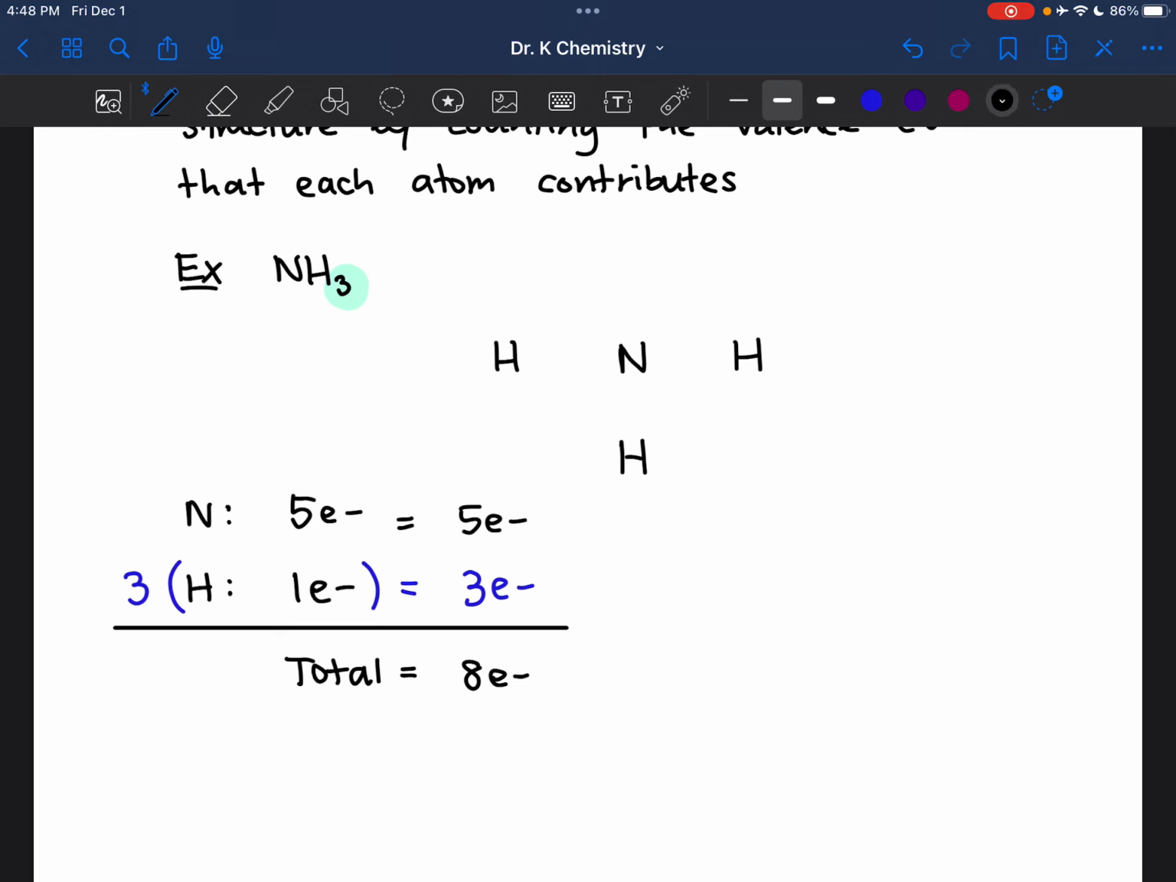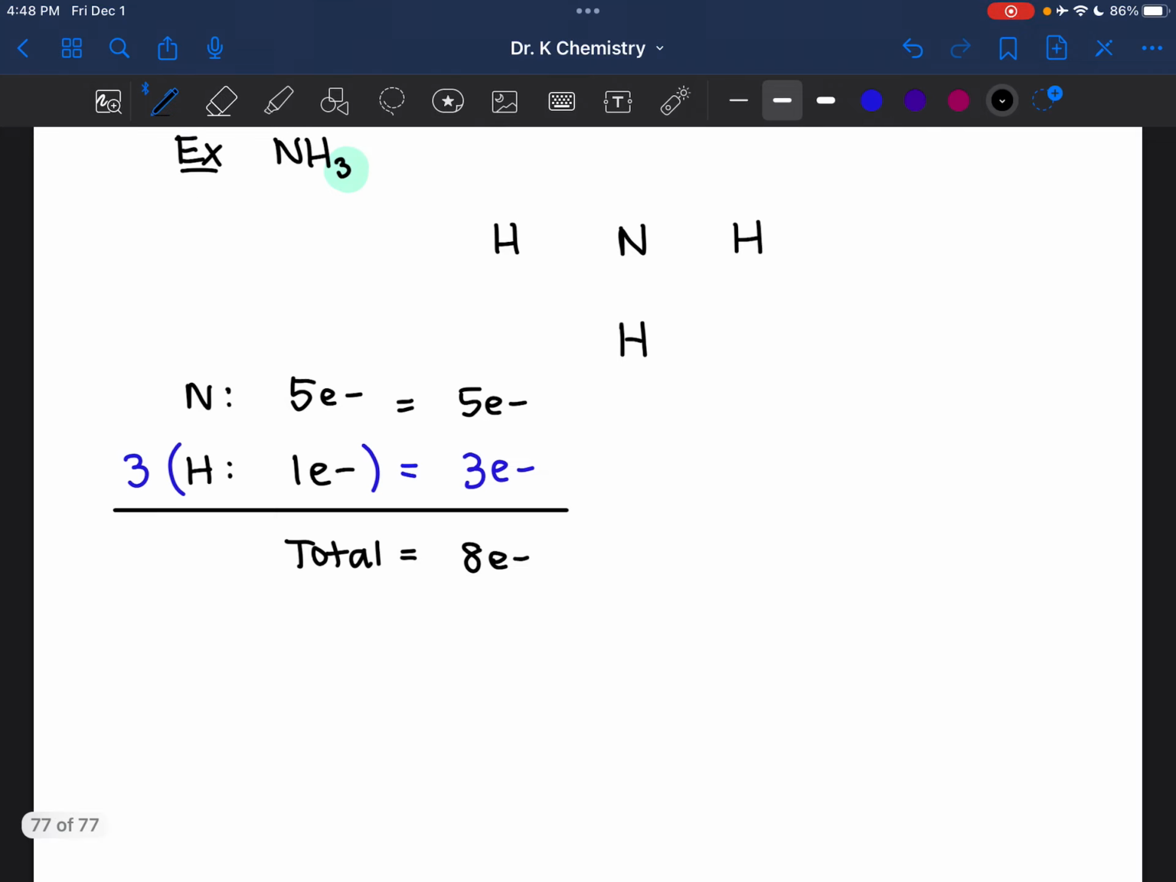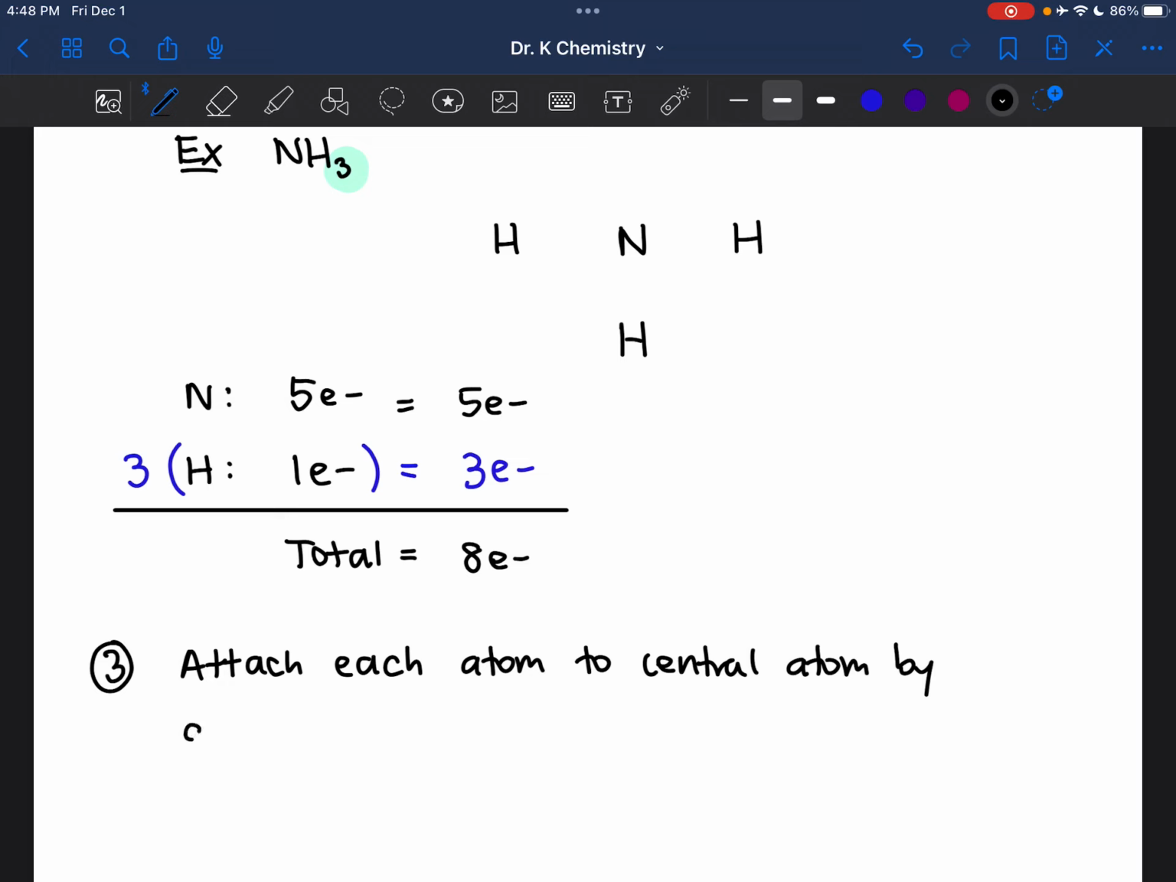Now that we have that information, we need to think about how we're actually going to connect these atoms to each other to form bonds. So the third thing we're going to do is attach each atom to the central atom by a single bond.